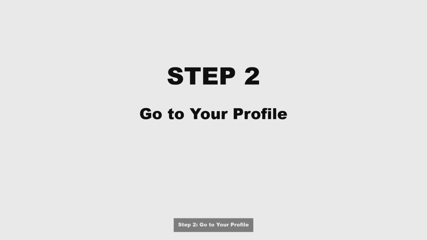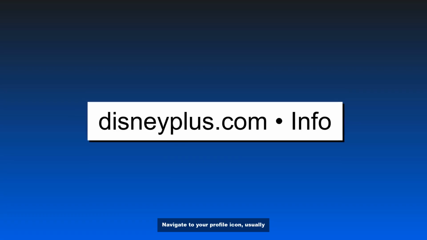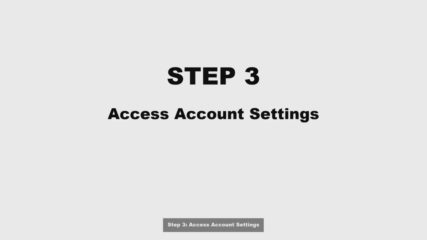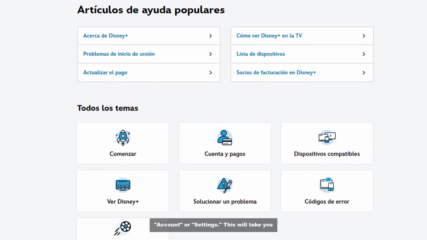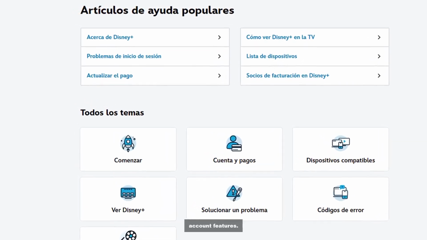Step 2. Go to your profile. Navigate to your profile icon, usually located in the top right corner of the screen. Click on it to access your account settings. Step 3. Access account settings. In the drop-down menu, find and select Account or Settings. This will take you to a page where you can manage various account features.